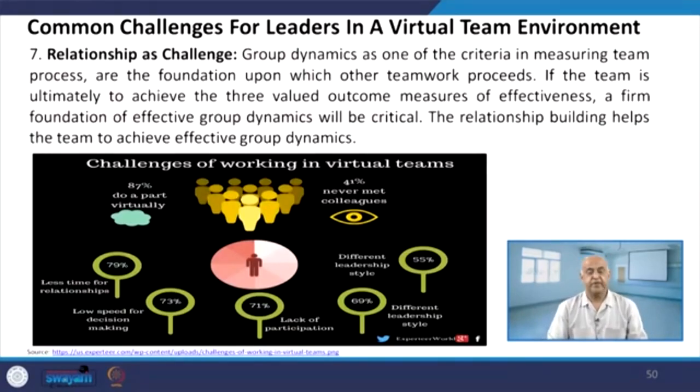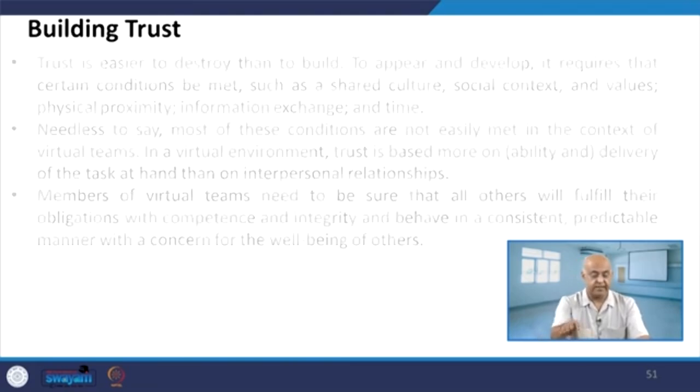Now, team members are facing not only technical problems, but relationship problems also. Group dynamics is one of the criteria for measuring the team process. It is the foundation upon which other team elements proceed. If the team is ultimately to achieve the three value outcome measures of effectiveness, a firm foundation of effective group dynamics is critical, and relationship building helps the team to achieve effective group dynamics.